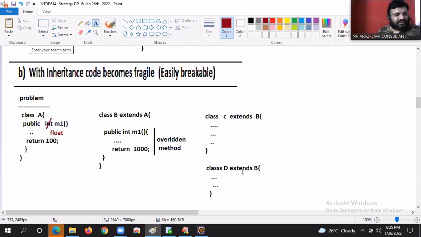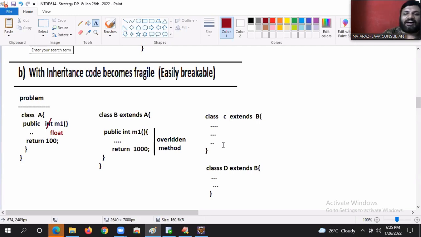The classes extending from B also will be disturbed or not? Say something, my dear. One card is disturbed in a building constructed using playing cards. Entire building collapsed or not?